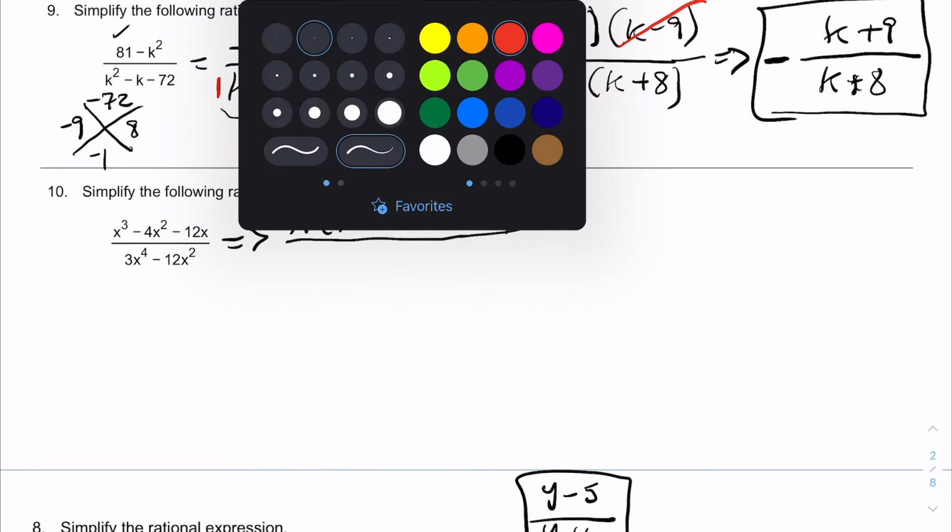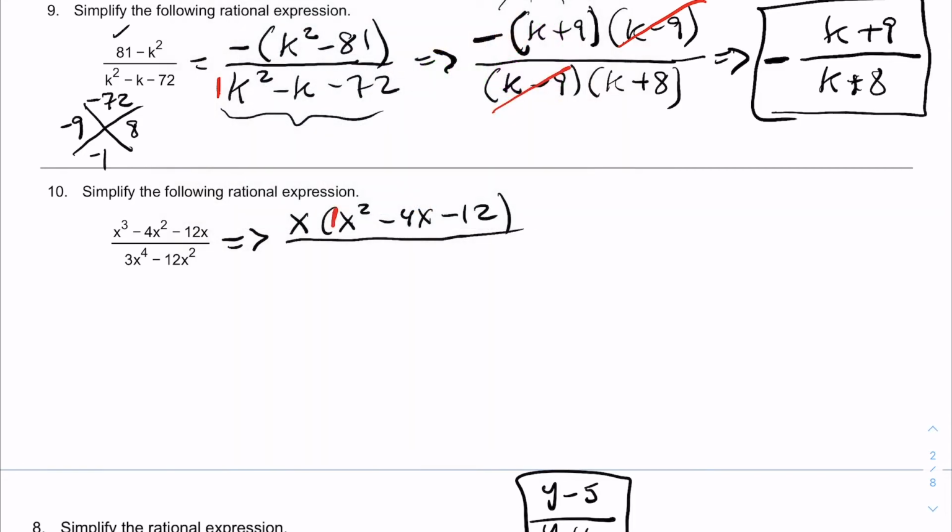So let's continue with this, I guess. See if we can factor that numerator. We already factored out a greatest common factor of x. So what multiplies to negative 12 and adds to negative 4? Anybody have something there? How about x minus 6 times x plus 2? Multiplies to negative 12 and adds to negative 4.